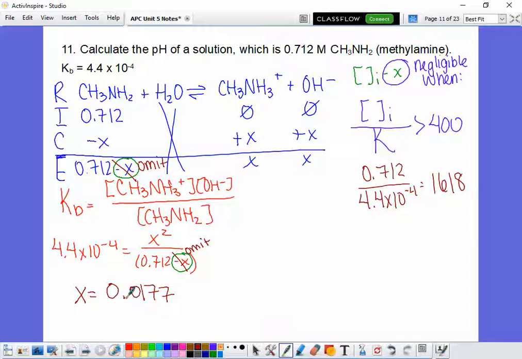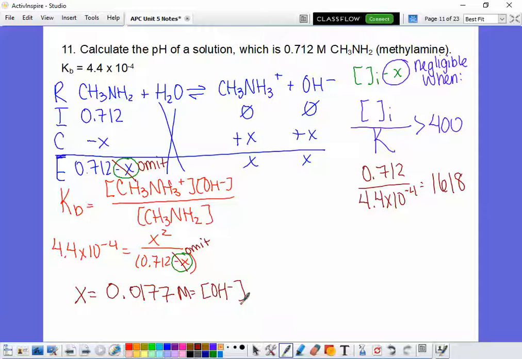Nope, because what did it ask me to solve? pH. What do I have right now? I have the concentration of OH minus. So now I need to find pH from that.